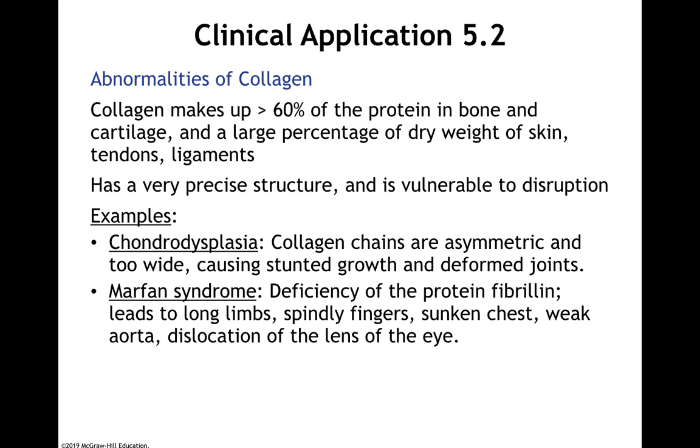Collagen does make up about 60% of the weight of bone and cartilage, the largest percentage of skin, tendons, and ligaments. It is the most abundant protein in the human body. And when we have issues with collagen genes, that can translate into some genetic disorders such as chondroplasia or Marfan syndrome.